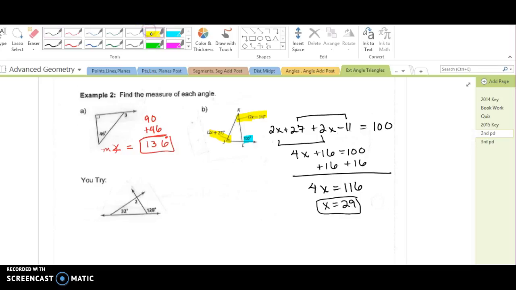Alright, so I hope you added the two remote interior angles and added them up to the exterior angle. So 32 degrees plus angle 2 have to add up to 120. So if I subtract 32 from both sides, angle 2 equals 88.